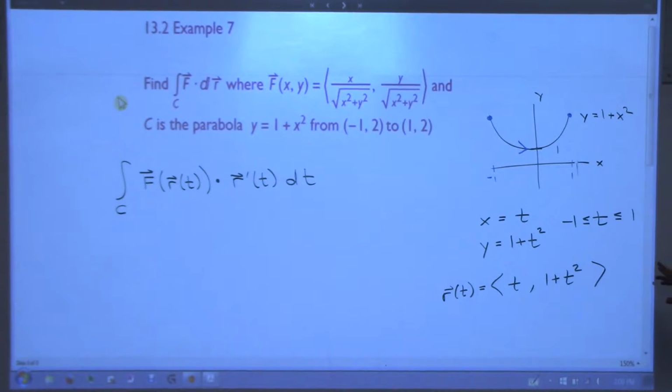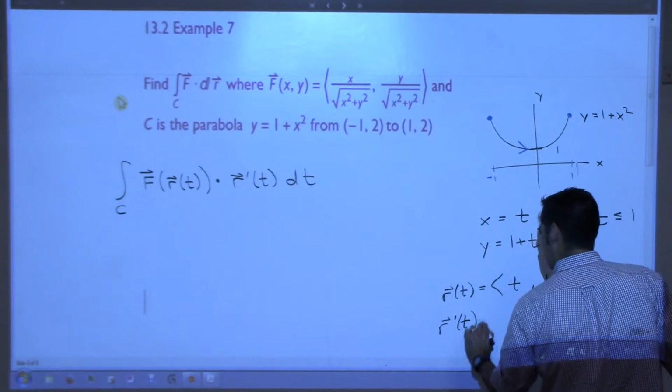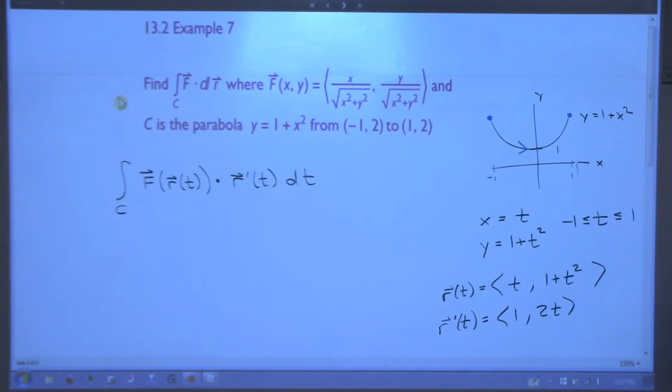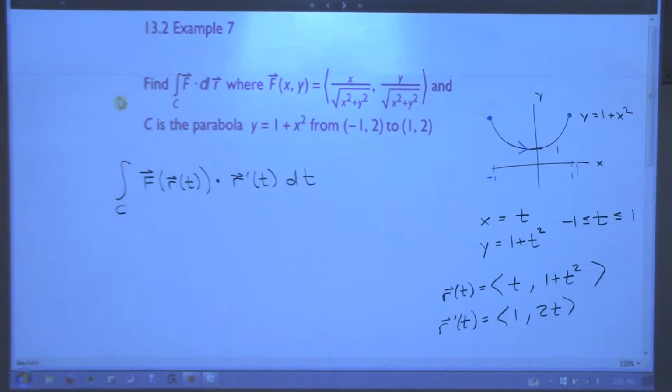We're going to need the derivative, aren't we? Now that we're kind of getting an idea of what we're going to have to do, I need the derivative, so let's go ahead and grab that while I'm here. This is 1, 2t. I think I have everything I need. We have the vector field, right? Here's the vector field, kind of ugly looking. All right, I think I'm ready.